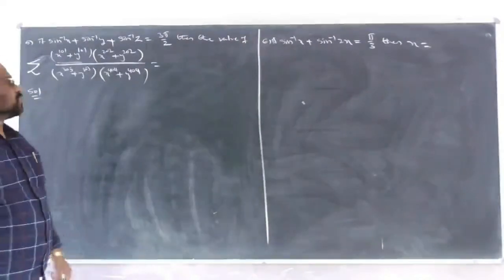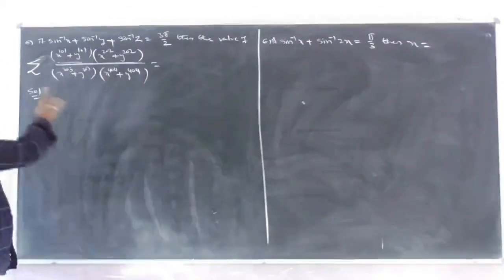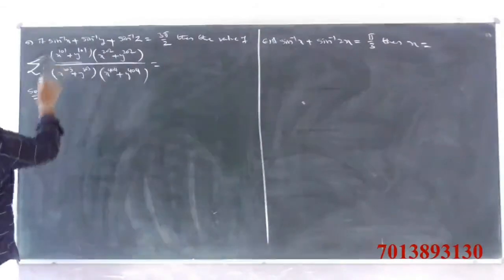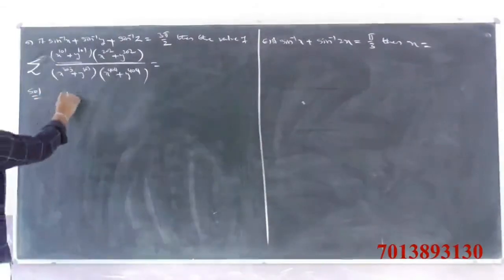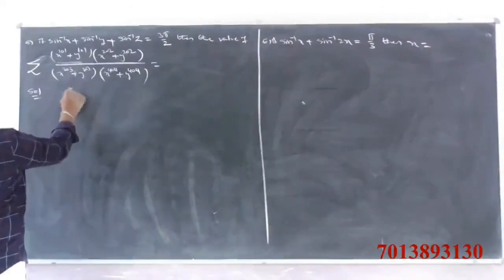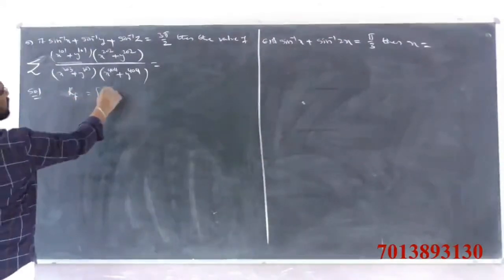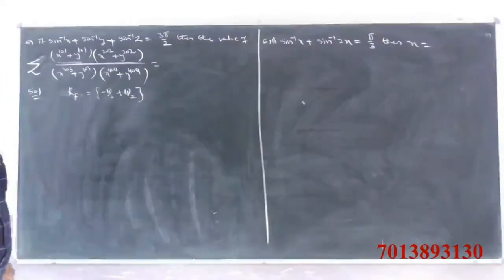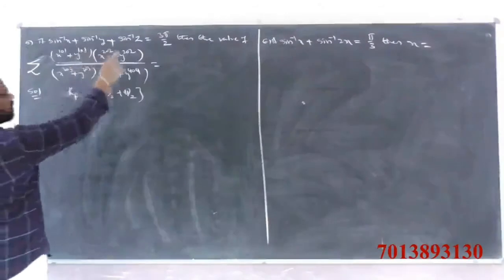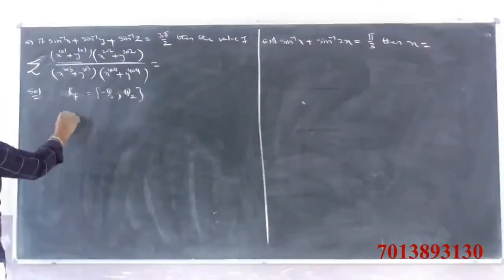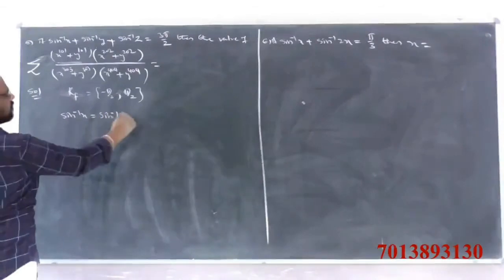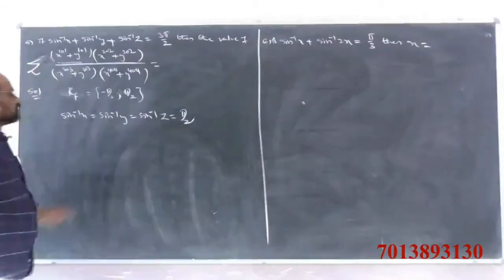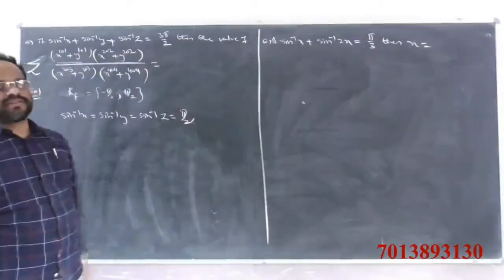Next, sin inverse x plus sin inverse y plus sin inverse z equals 3 pi by 2. It is possible only if each takes its maximum value. Already we know that the range of sin inverse x is minus pi by 2 to plus pi by 2. If you take the maximum value, we get pi by 2 each, so pi by 2 plus pi by 2 plus pi by 2 is nothing but 3 pi by 2.